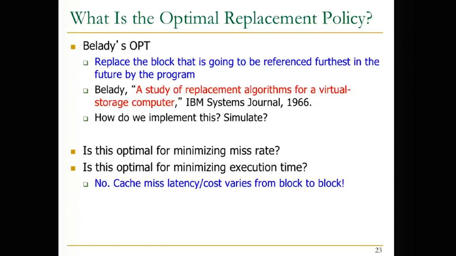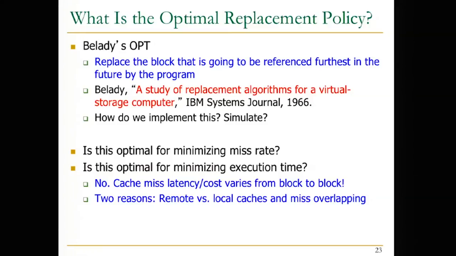The block that you're going to reference further into the future may take 1 million cycles to get back, whereas the block that you're going to reference next may take only 2 cycles to get back. Which means that by not taking into account this miss latency cost, you may make the wrong decision to minimize the execution time. You make the right decision to minimize the miss rate, but that block is very costly. So this is optimal in terms of minimizing the miss rate, but not the execution time. Keep this in mind, because in modern processors, how long it takes to service a miss is really important, and it's very varied.